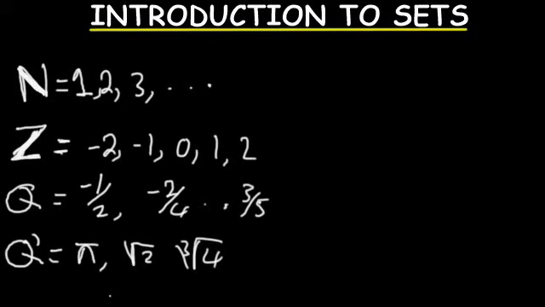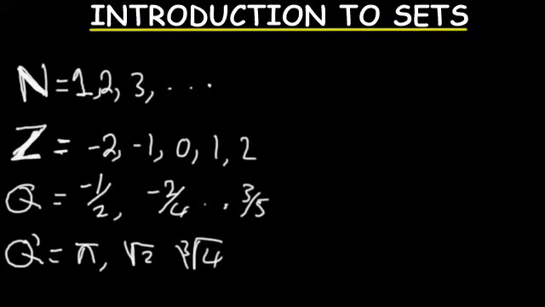The last one is the real numbers. The real numbers are the combination of both rational and irrational numbers. So these are the most common ones that they make use of in problems involving sets.